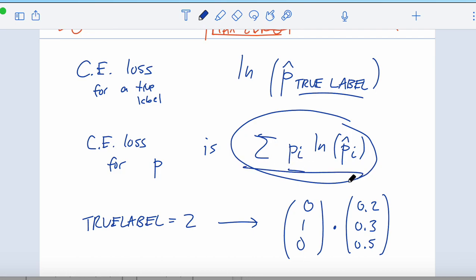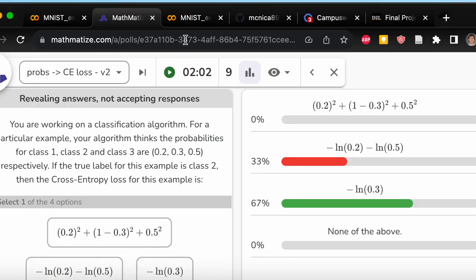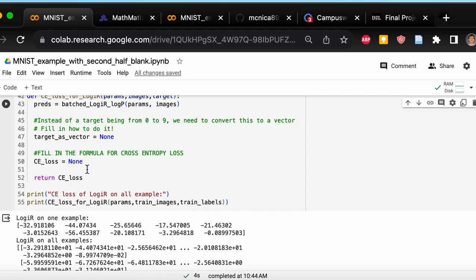Okay, I forgot the log function. Let me apply the log function first. So log of this, log of this, log of this. And if you do this dot product, it will add these up for you. So we can take the cross entropy loss as really some kind of dot product. So let's do that in the code and show you what that looks like.